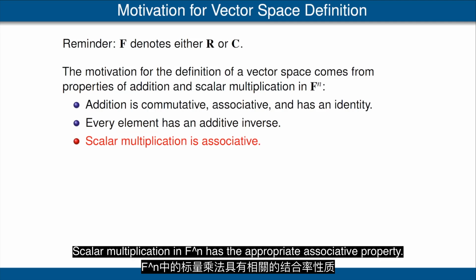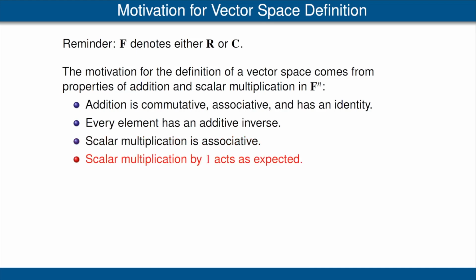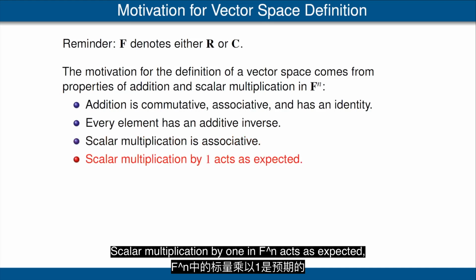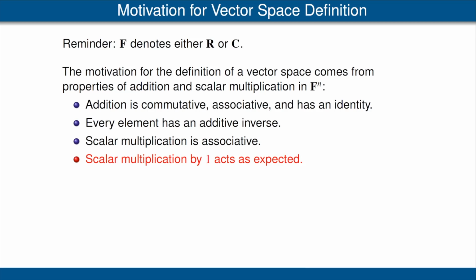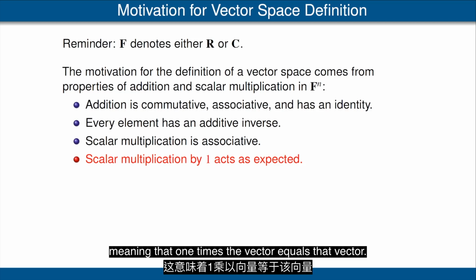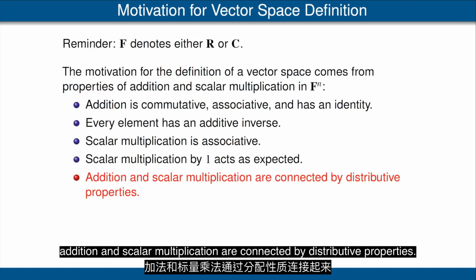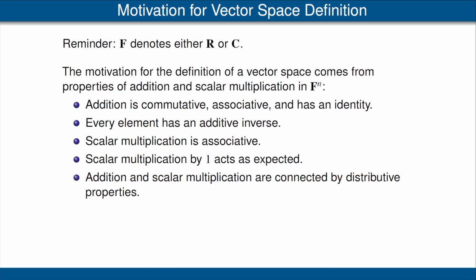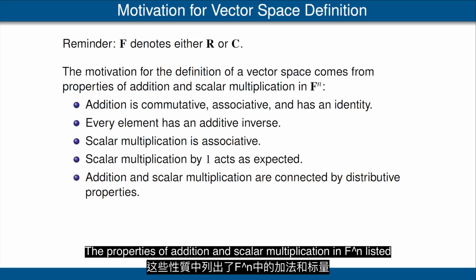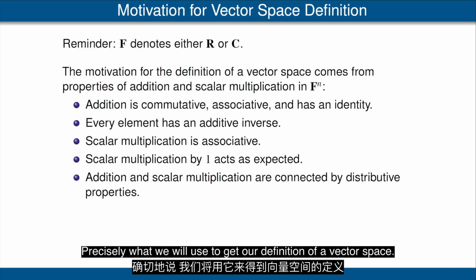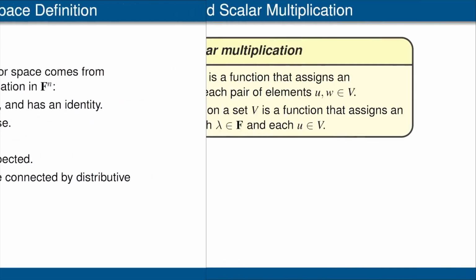Scalar multiplication in Fn has the appropriate associative property. Scalar multiplication by 1 in Fn acts as expected, meaning that 1 times a vector equals that vector. And finally, addition and scalar multiplication are connected by distributive properties. The properties of addition and scalar multiplication in Fn listed in these bullet points are precisely what we will use to get our definition of a vector space.